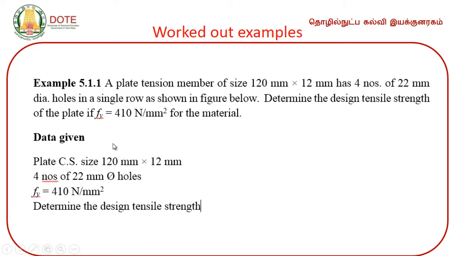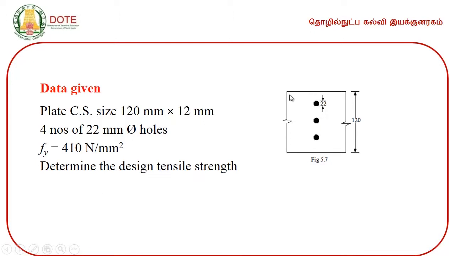This is an example of a plate subjected to a tensile force, and you are asked to calculate the design tensile strength of the plate. The material property Fy is 410 Newton per millimeter square, and the cross sectional size of the plate is 120 mm by 12 mm, with 4 holes of diameter 22 mm. This is a small image to illustrate the given section: the plate of breadth 120 mm with 3 holes in a single column, each hole of diameter 22 mm.